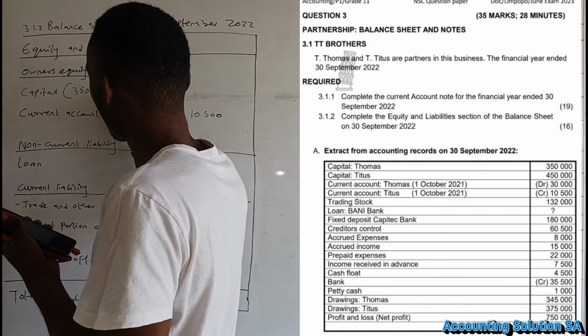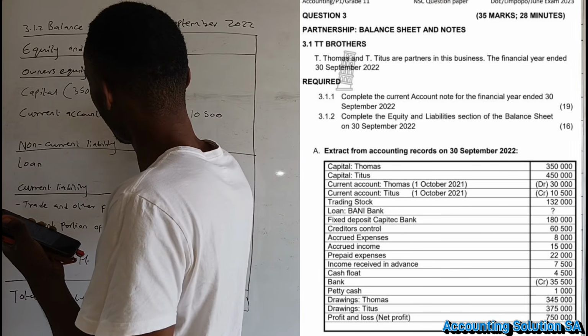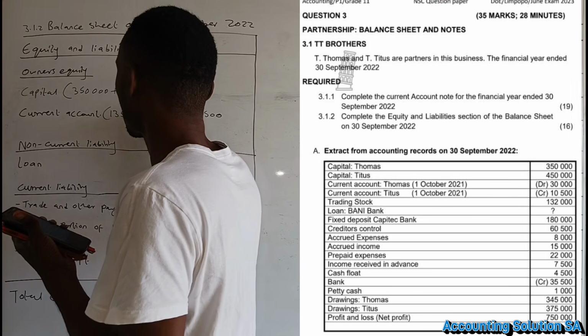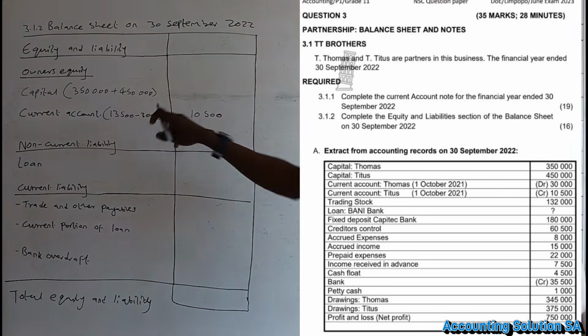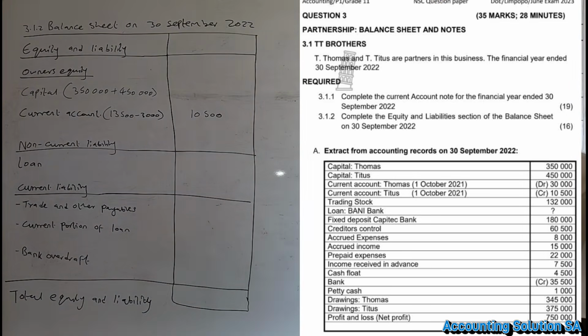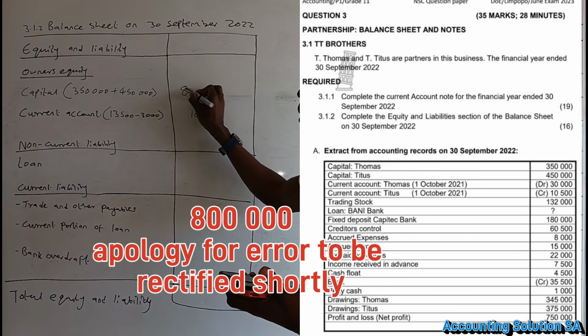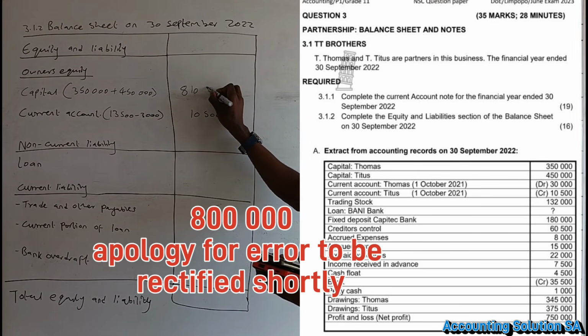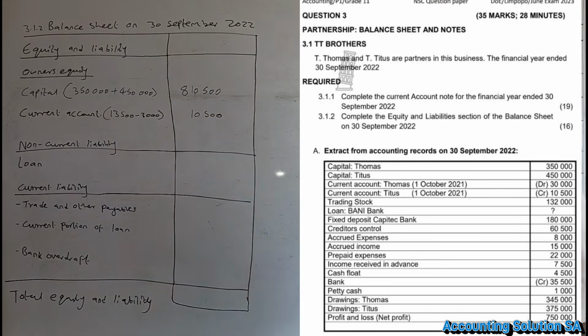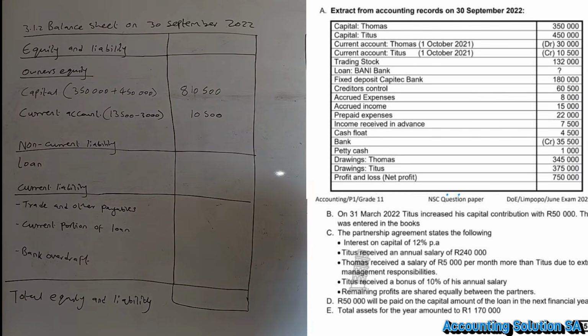It's going to be 350,000 plus 450,000. We're going to add them together because they are positive. This one we subtracted because it was negative when we prepared a current account note. And if you add these two together, it's going to give you 810,500, just like that.